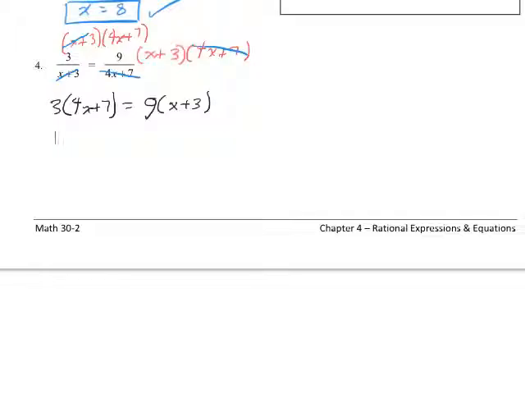Distributing to get rid of the parentheses, 12x plus 21 is equal to 9x plus 27. Subtracting 9x on both sides will give me 3x on the left, and subtracting 21 on both sides will give me a 6 on the right. And we solve to get x is equal to 2.